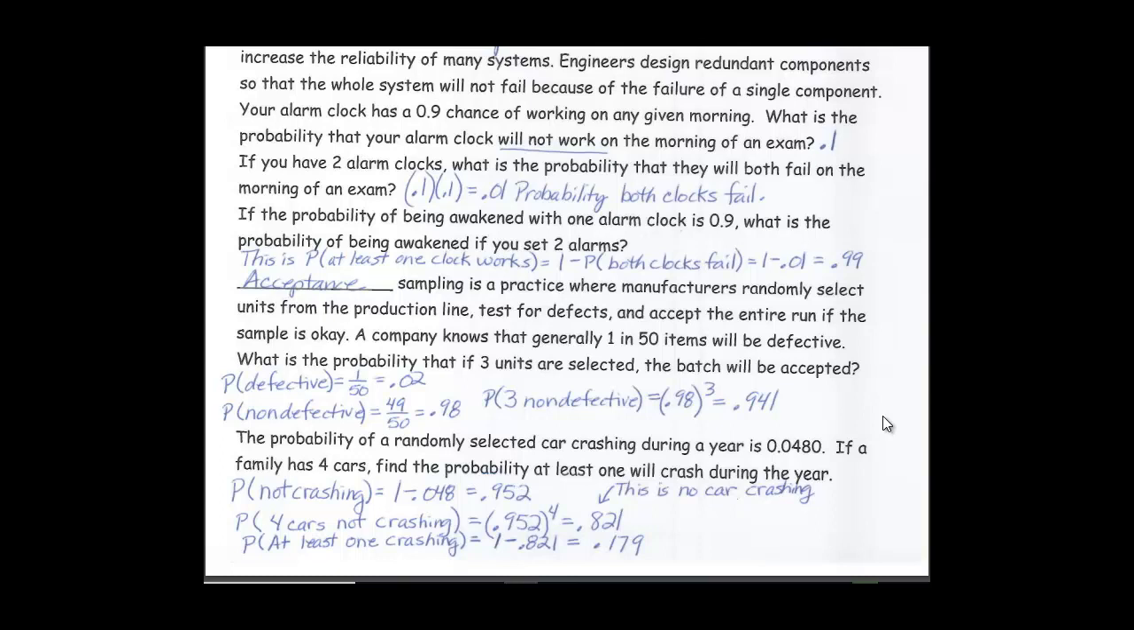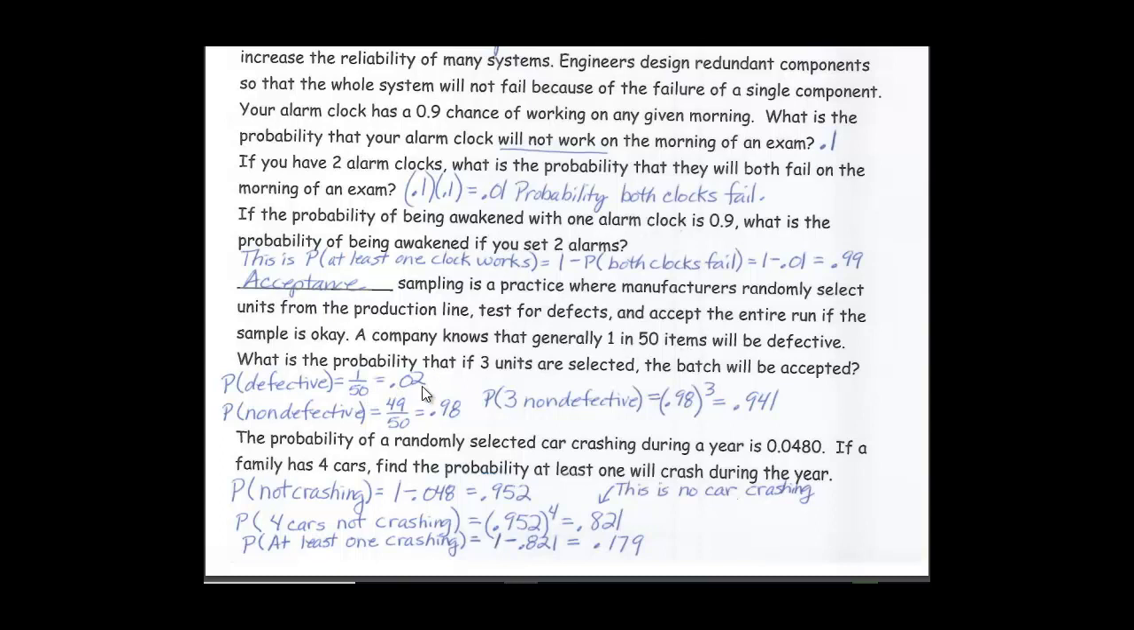So that's the same kind of concept here. A company knows that generally 1 in 50 items will be defective. So what is the probability that if 3 units are selected, the batch will be accepted? In other words, they will accept the batch if they select 3 and they're all good. So we want to go back to first finding the probability of a defective item, which is 1 in 50, so it would be 0.02.